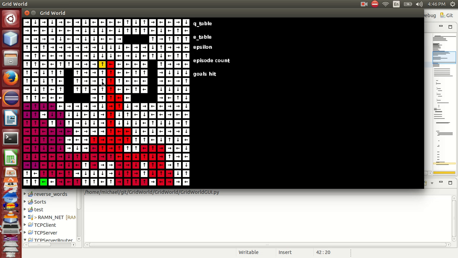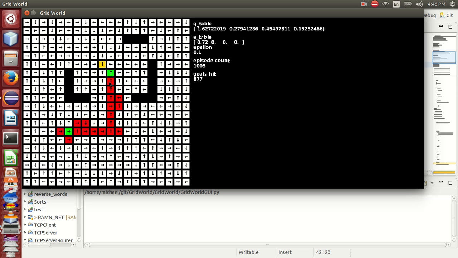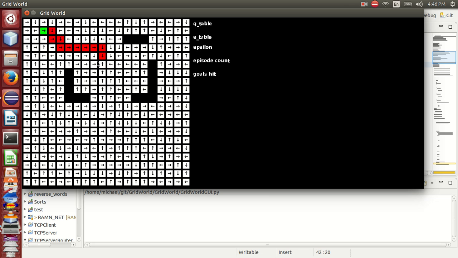So you can see here its E table is 0.72 there, 0.5, and so on. And then as it decays, it gets lower and lower. So it looks like the agent learned decent enough. I don't see any flipped arrows anywhere. Well, actually there is one up towards the top.